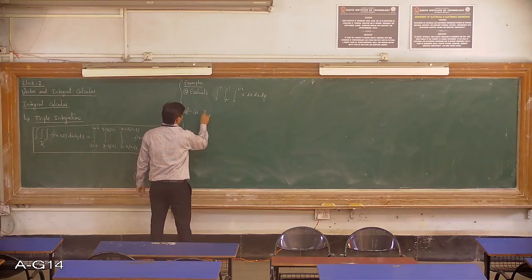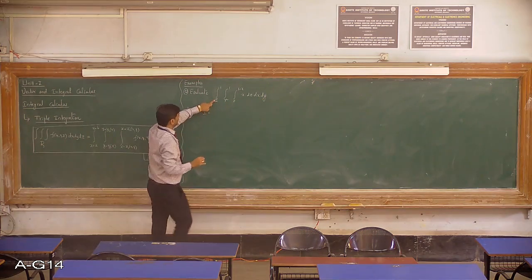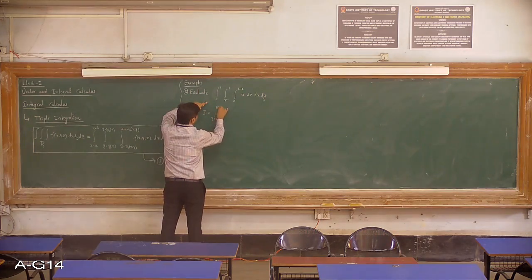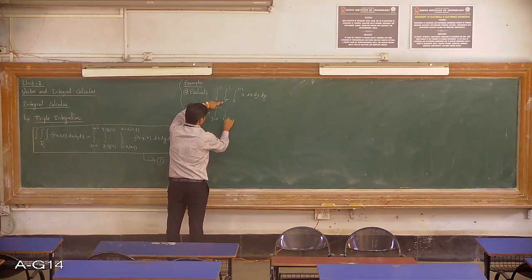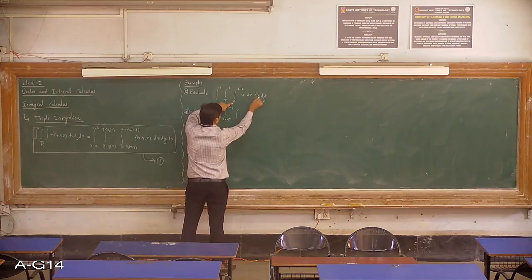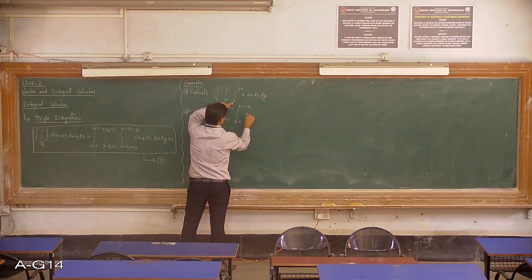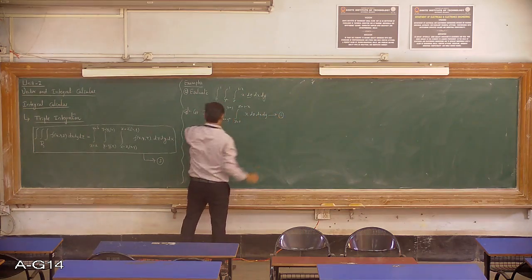Let I equal to, directly I'll write. For the last variable, y, the limits are y equals 0 to y equals 1, and for the second, x will come, that means x equals y square to x equals 1. For the third, with respect to z, z equals 0 to z equals 1 minus x, dz dx dy. Call it equation 1.